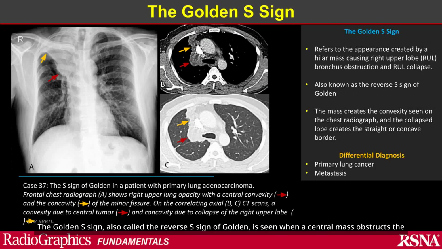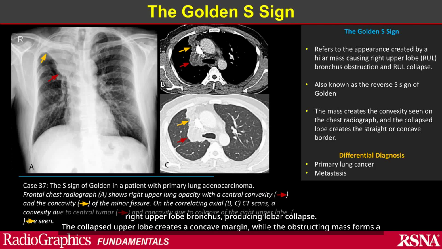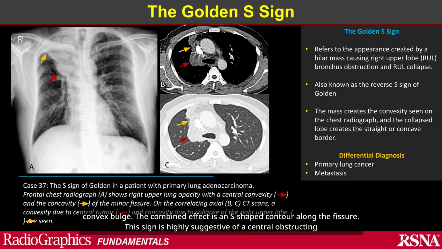The golden S sign, also called the reverse S sign of Golden, is seen when a central mass obstructs the right upper lobe bronchus, producing lobar collapse. The collapsed upper lobe creates a concave margin, while the obstructing mass forms a convex bulge. The combined effect is an S-shaped contour along the fissure.